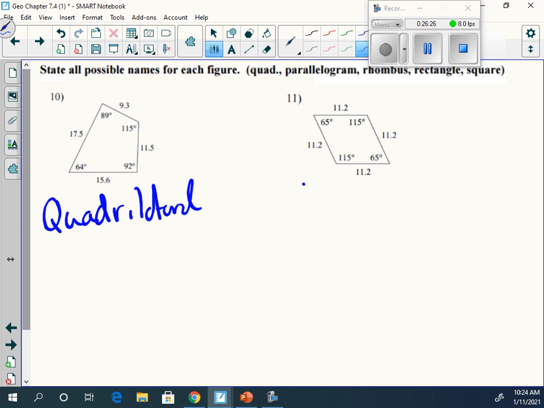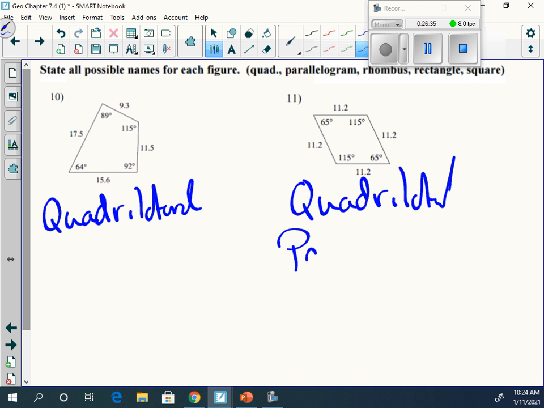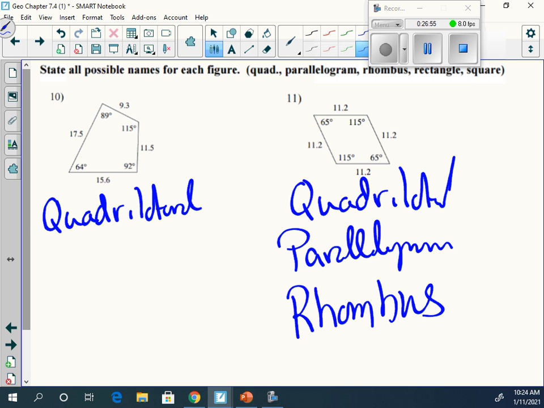So let's look at this last one here. Now it is a quadrilateral because it does have 4 sides. Can we call it a parallelogram? You can call it a parallelogram because the opposite angles are congruent, and the opposite sides are actually congruent. So that works out. Can we name it anything more specific than this? This would be a rhombus, yes, because all 4 sides are congruent. So that works out. Now, can I name it a square? No, because all 4 angles are not congruent.